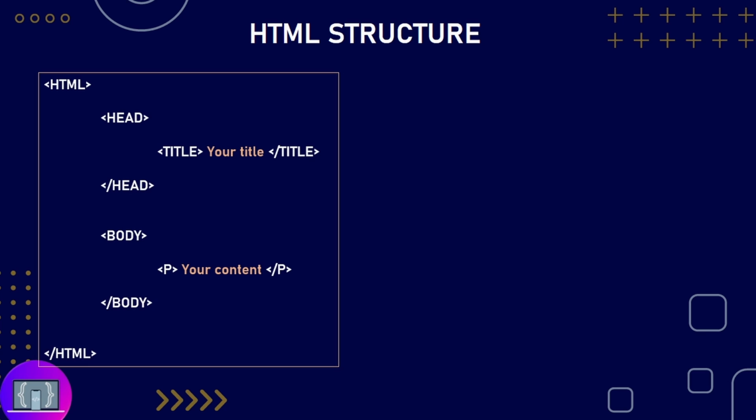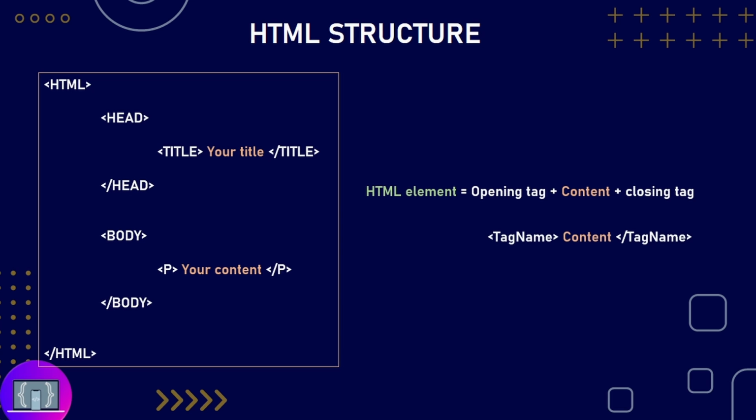This HTML file is actually all about HTML elements. You notice that an HTML element is just a series of opening and closing tags with some content in it. So you have the tag name, you have some content in it, and you have the closing tag. The opening tag and the closing tag is what constitutes an HTML element.